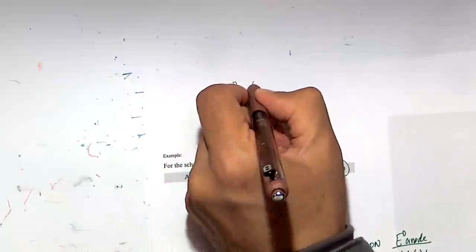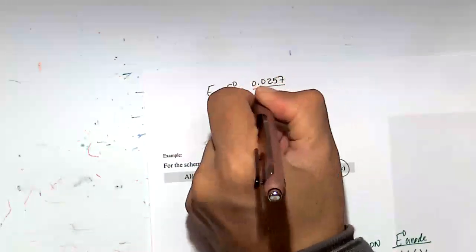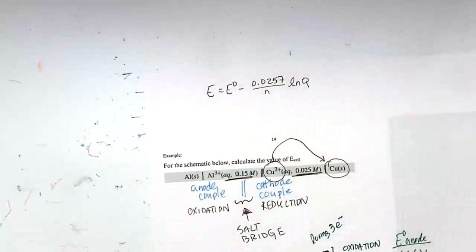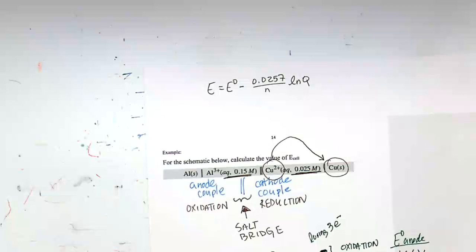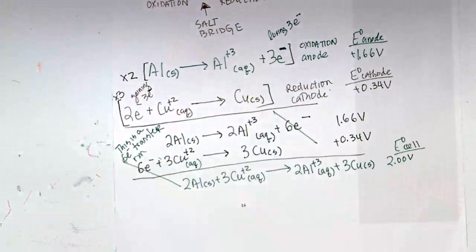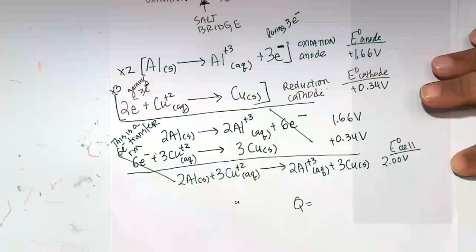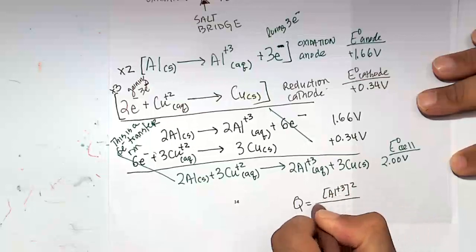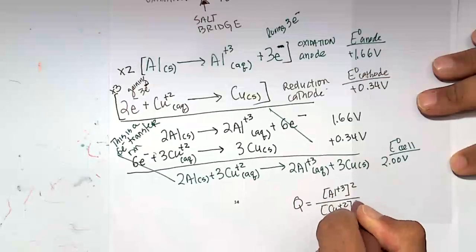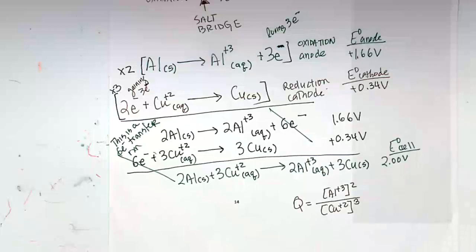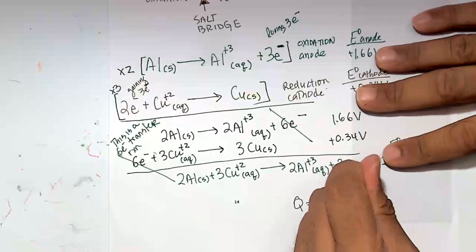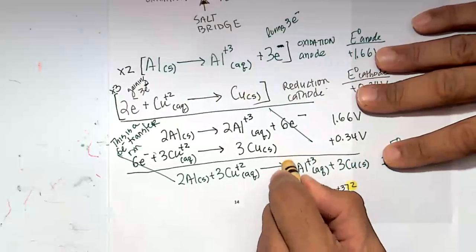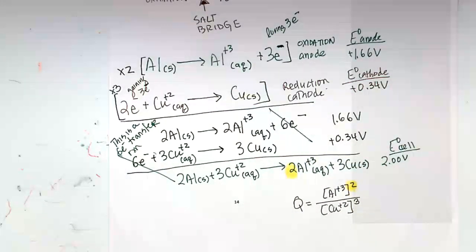So once again, our Nernst equation is E is equal to E naught minus 0.0257 over n times the natural log of Q. So let's calculate Q. Q is going to equal products over reactants. It's going to be Al3+ squared divided by Cu2+ cubed. No solids, no liquids. The square because there's a 2 coefficient, and the cube because there's a 3 coefficient.